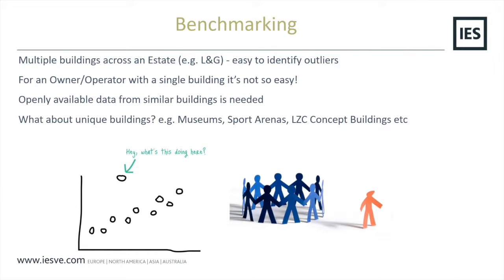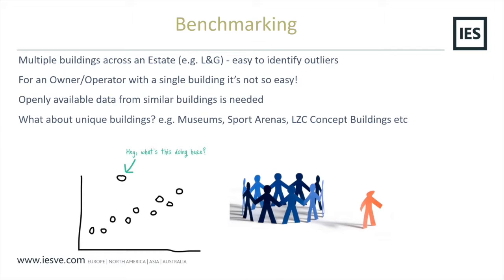That's fine because you're comparing it to known information. This guy on the right-hand side, he's a bit left out because he only owns one building, so he doesn't have access to the club. He doesn't know what a typical office in London might use. So how does he look at whether his building is running right? Is it not? He doesn't know. So for that single owner operator, it's not that easy.